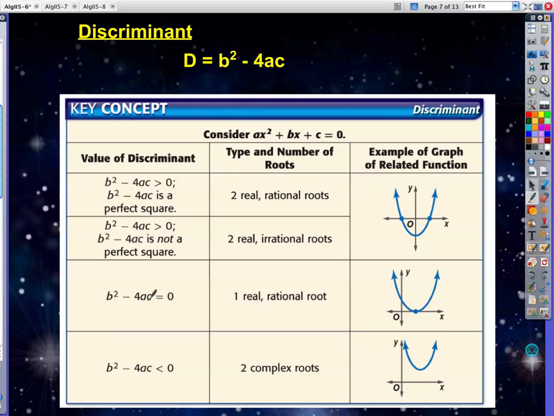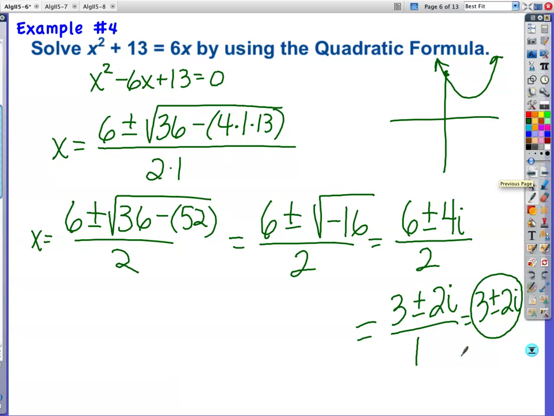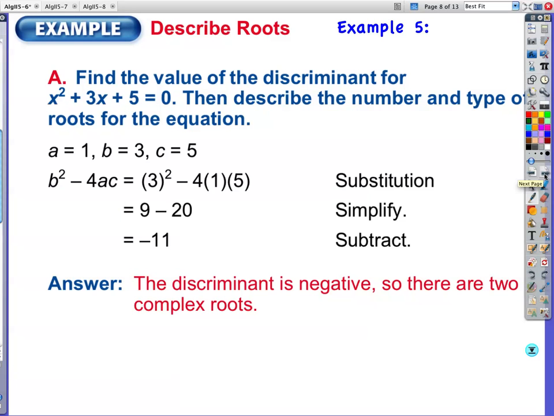If b squared minus 4ac is 0, because we had an example of that, then you only have 1 root, 1 solution. And if the number is less than 0, then you get something like the square root of negative 16. We say we have 2 complex roots. In fact, on this last one, one of them was 3 plus 2i and the other one is 3 minus 2i. So that's actually 2 complex roots. Complex has a real part and an imaginary part.